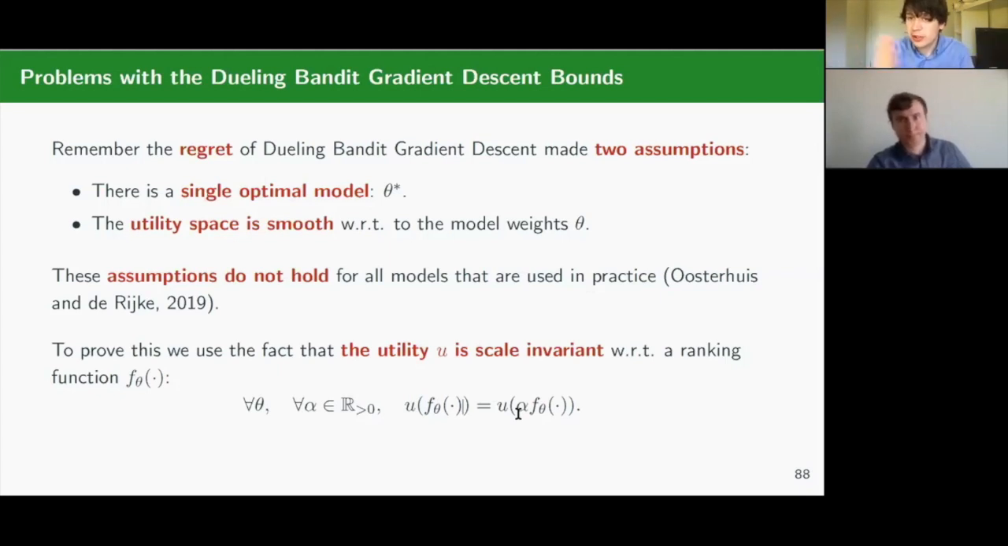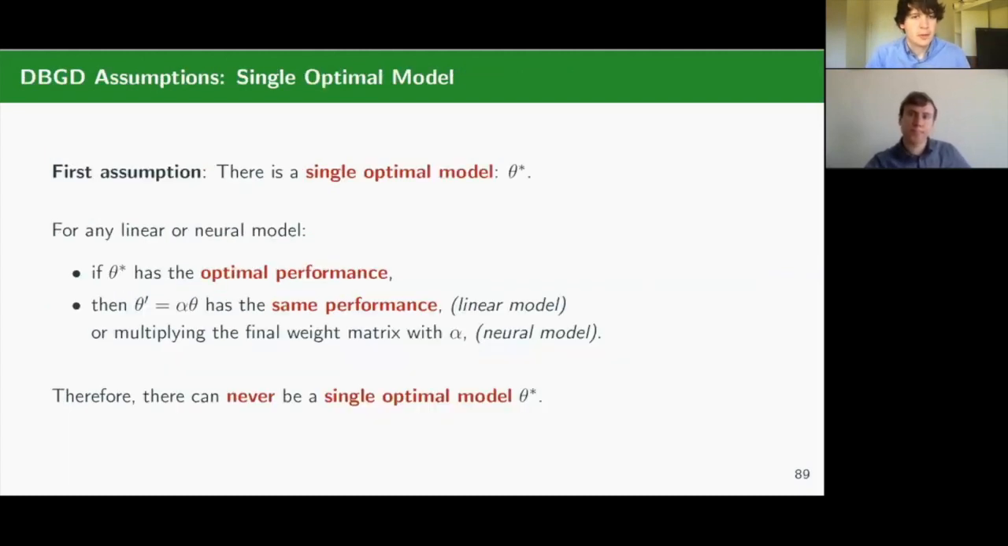When you're sorting documents and you multiply the scores by 2, the ordering is not going to change. They still have the same ordering. The scores are very different, but the ranking doesn't change. So if the ranking doesn't change, the utility is the same because the utility is only based on the ranking. At least for most settings, right? Any practical setting I can think of at least.